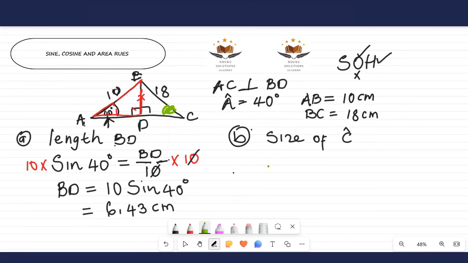Alright, apologies about that. What we can do, because you're looking for this angle, is come to this triangle. Focus on this triangle because you're looking for this angle. You now have BD, and now you are given 18. So we can still use sine because BD is opposite to this angle, and we still have the hypotenuse because it's opposite to the 90 degrees.